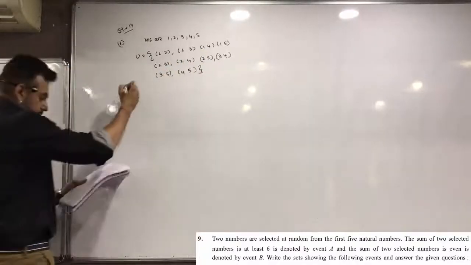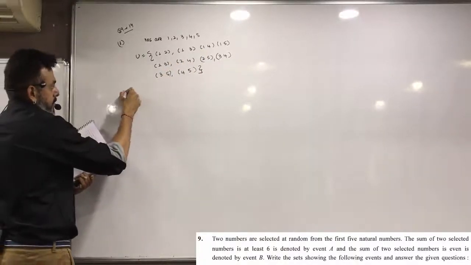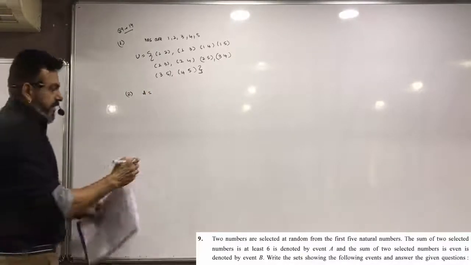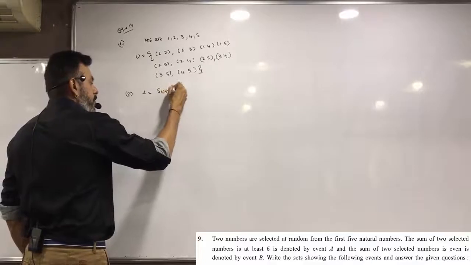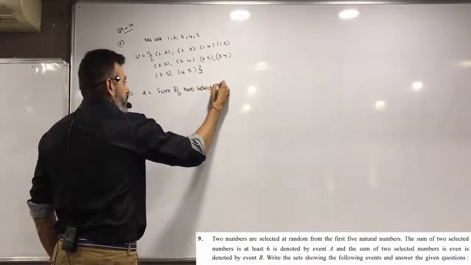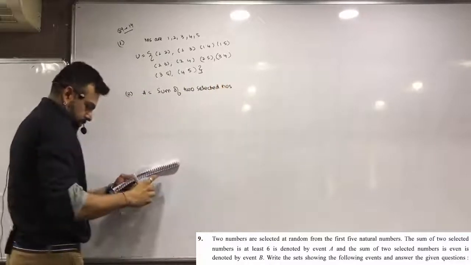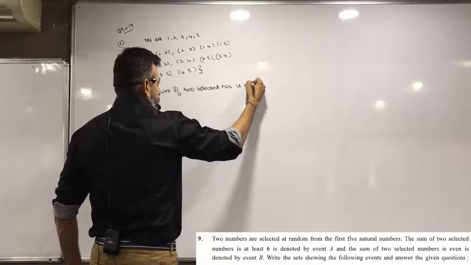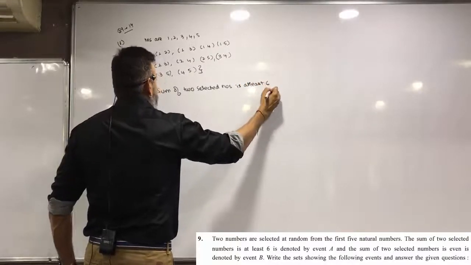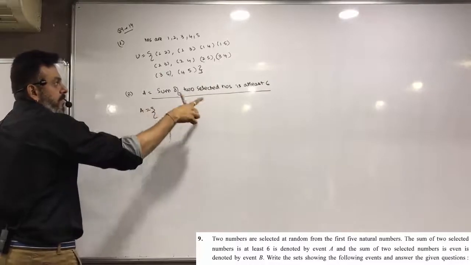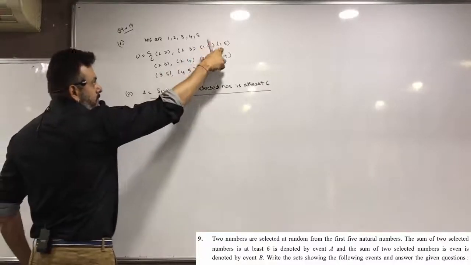Now, event A, second. What is A? A is the sum of two selected numbers. The sum of two selected numbers is at least 6. So A is equal to at least 6, so minimum 6.